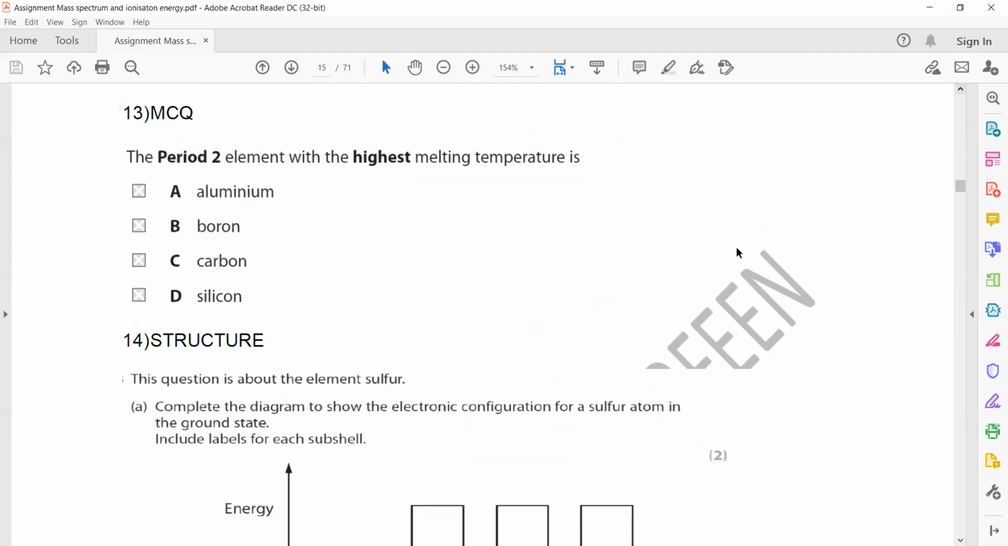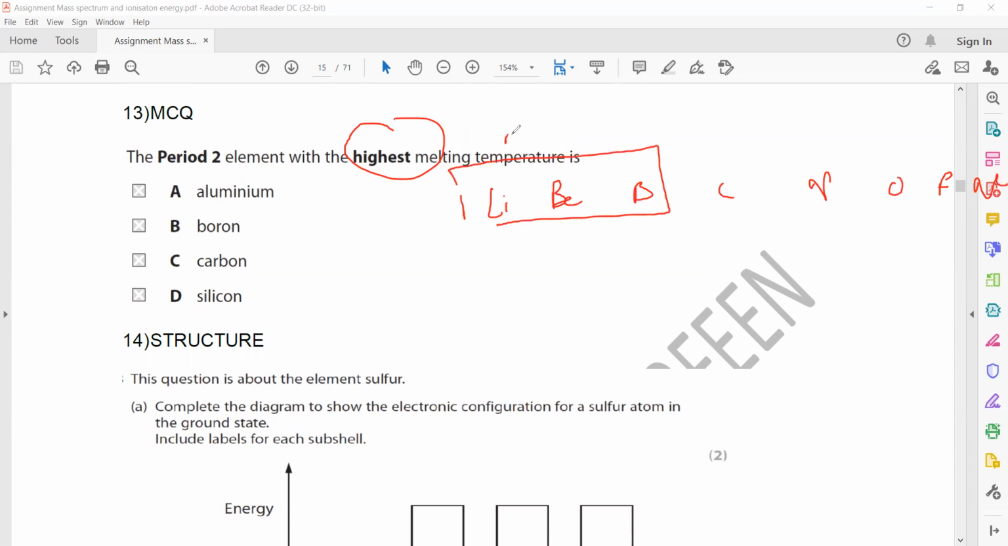In question 13, the period 2 element with the highest melting temperature. So what are the elements in period 2? As we already discussed, we have lithium, then beryllium, then boron, then carbon, then nitrogen, oxygen, and then fluorine and neon. So the first 3 elements will be metallic, then carbon will be a macromolecule.